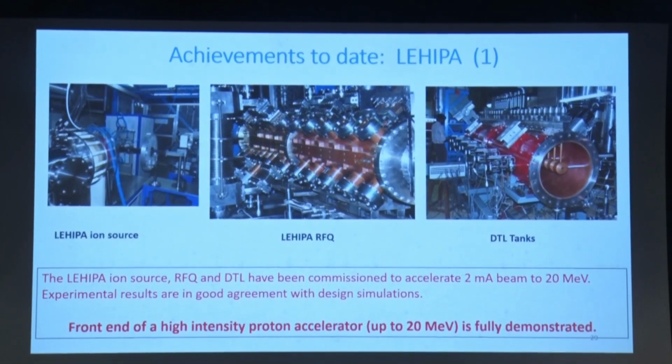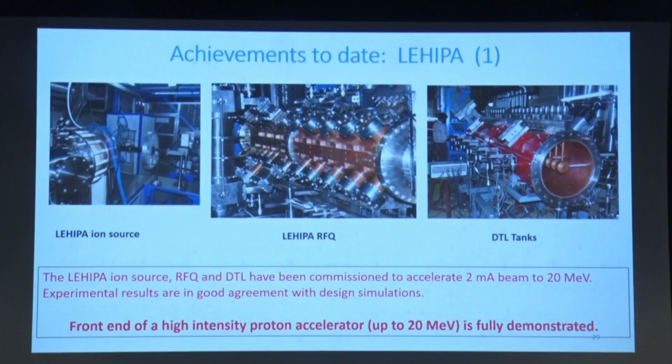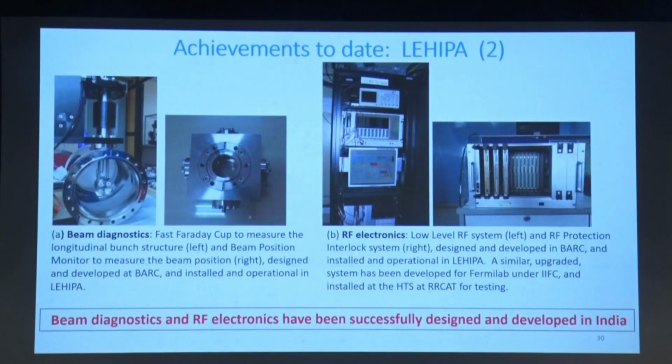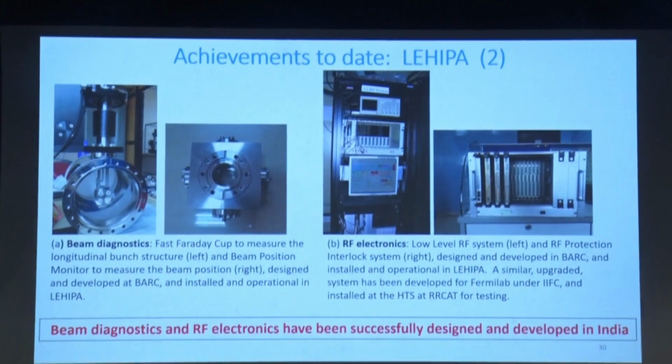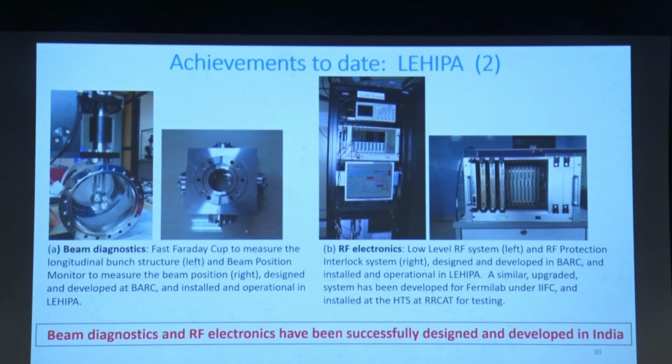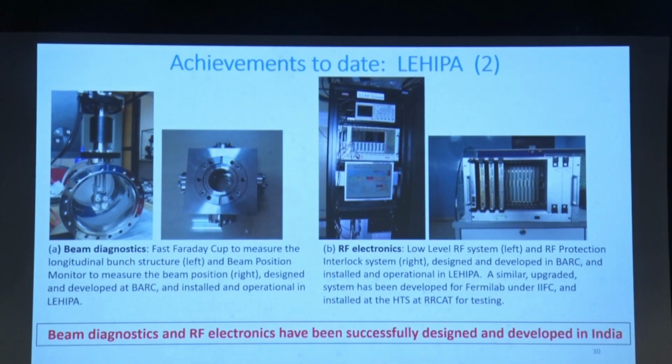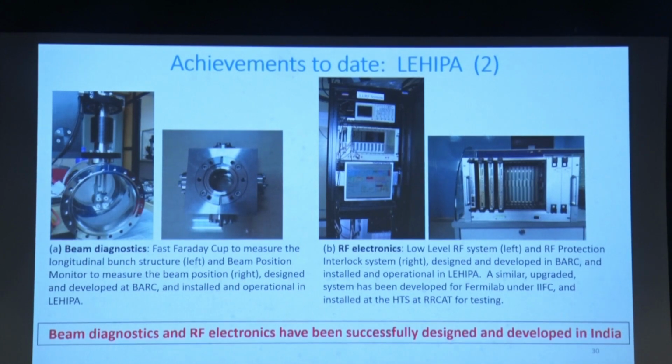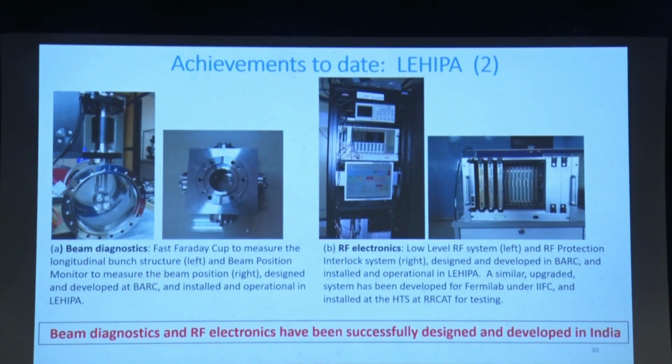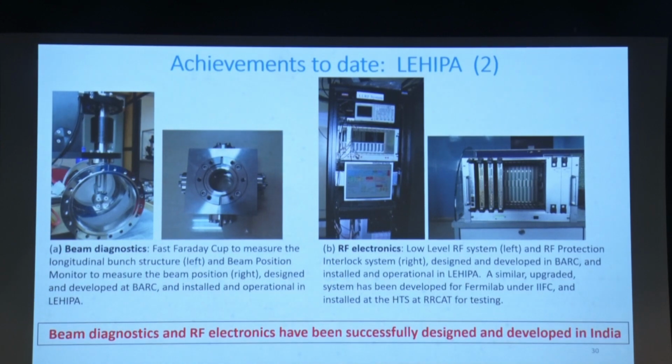So here, I will not repeat this. We have already done this warm part. These are the beam diagnostic devices which I have already discussed. RF electronics we have tested on LEHIPA, and the same with upgraded version can be used for the superconducting cavities. We have already tested them on horizontal test stand at RRCAT, and some of them have already been supplied to Fermilab and they are using it.